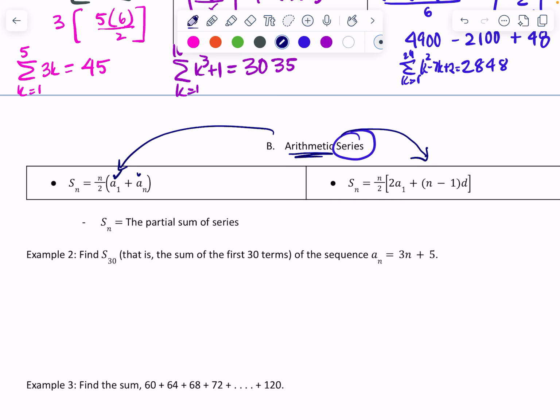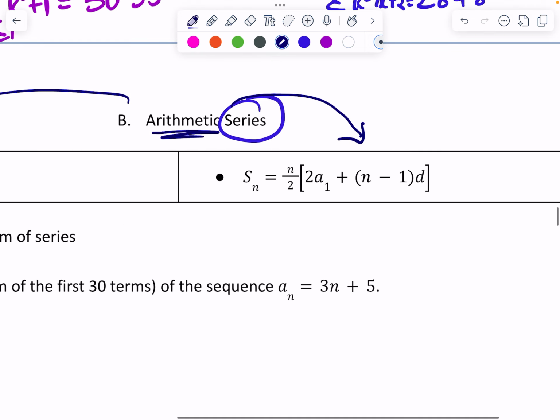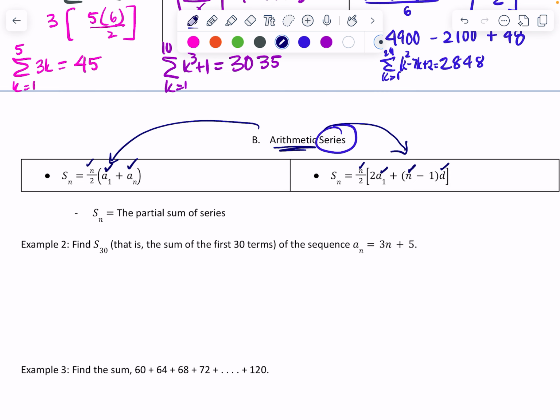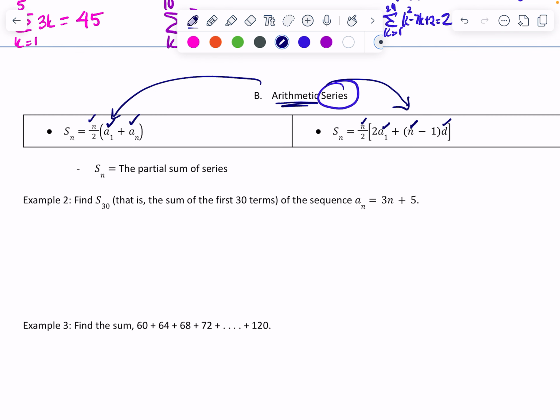There are two formulas to pick from. The first formula needs the first term, last term, and the number of terms. The second formula needs the number of terms, the first term, and then d, which was referred to as the common difference. So it depends on the question. Sometimes you can use either of them, and sometimes only one comes in handy. So let's look at this question. This one's saying, hey, find the sum of the first 30 terms of this sequence. They've given me the sequence. Remember, sequence is from last lesson.